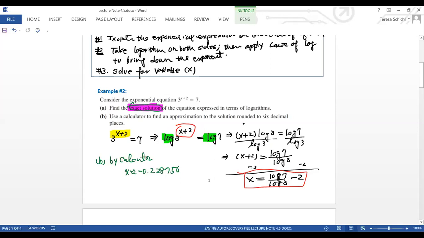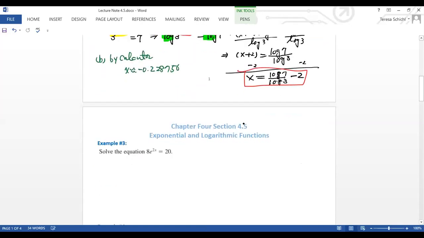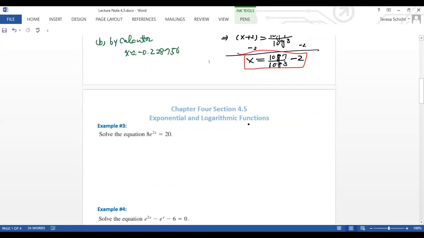Okay. So now let's take a look at the second one here. I want to solve the equation 8 times e to the 2x equals 20. Okay, so the first thing, I isolate the expression to one side. So I can divide by 8 both sides. So I have e to the 2x equal to 20 divided by 8. So what is that? It's 5 over 2, right?